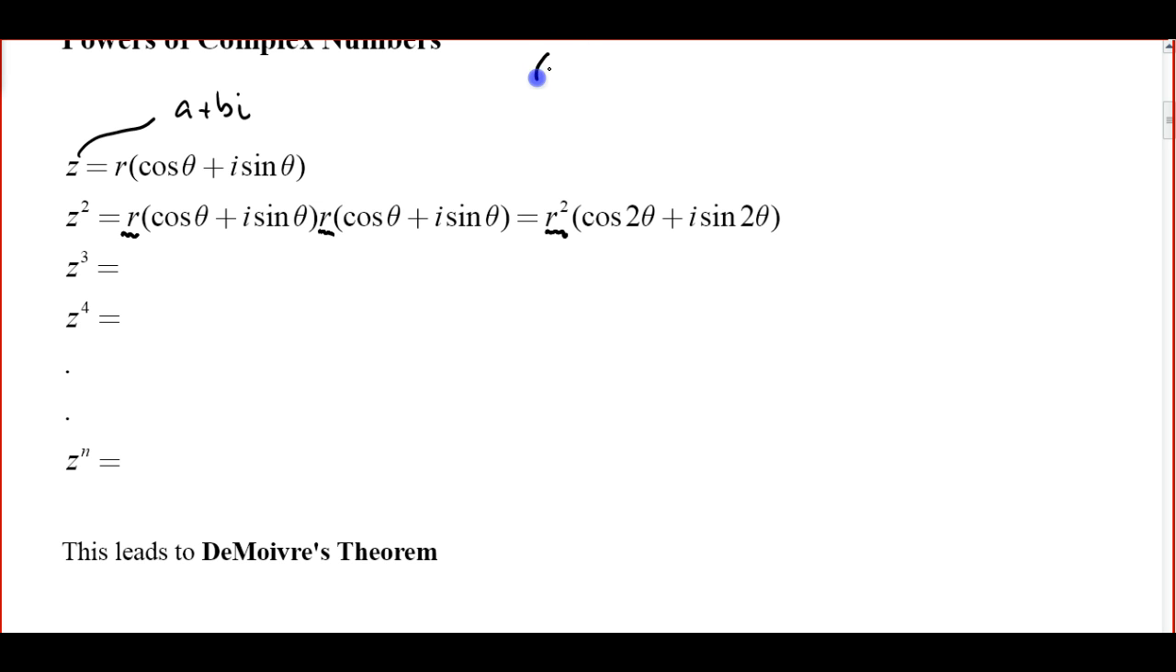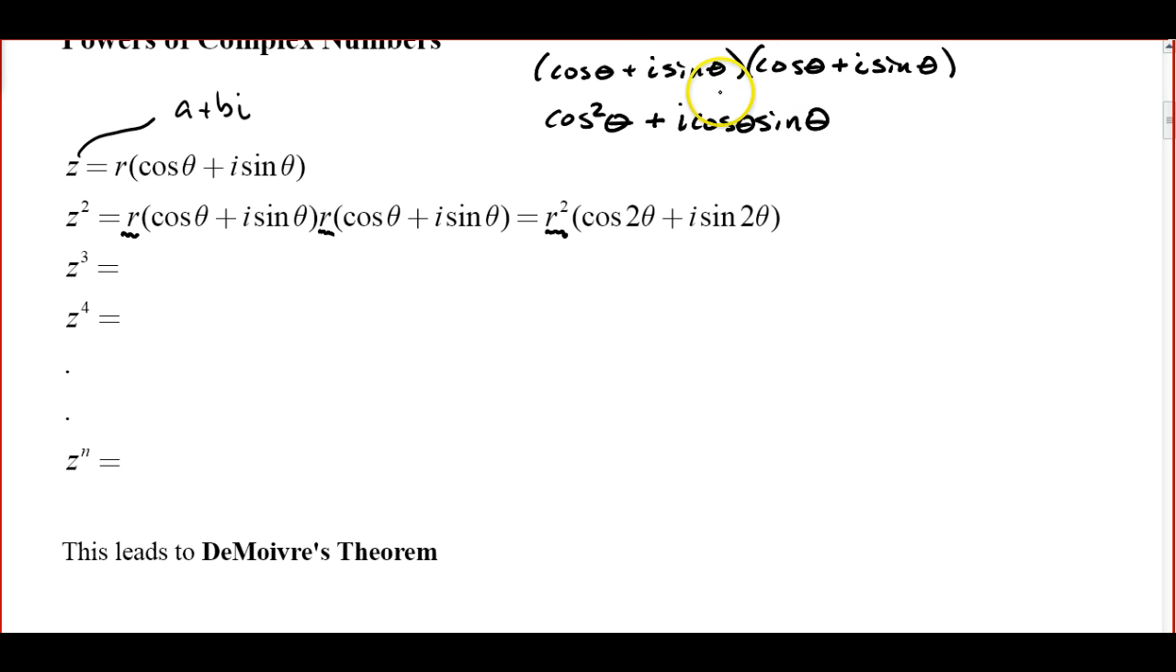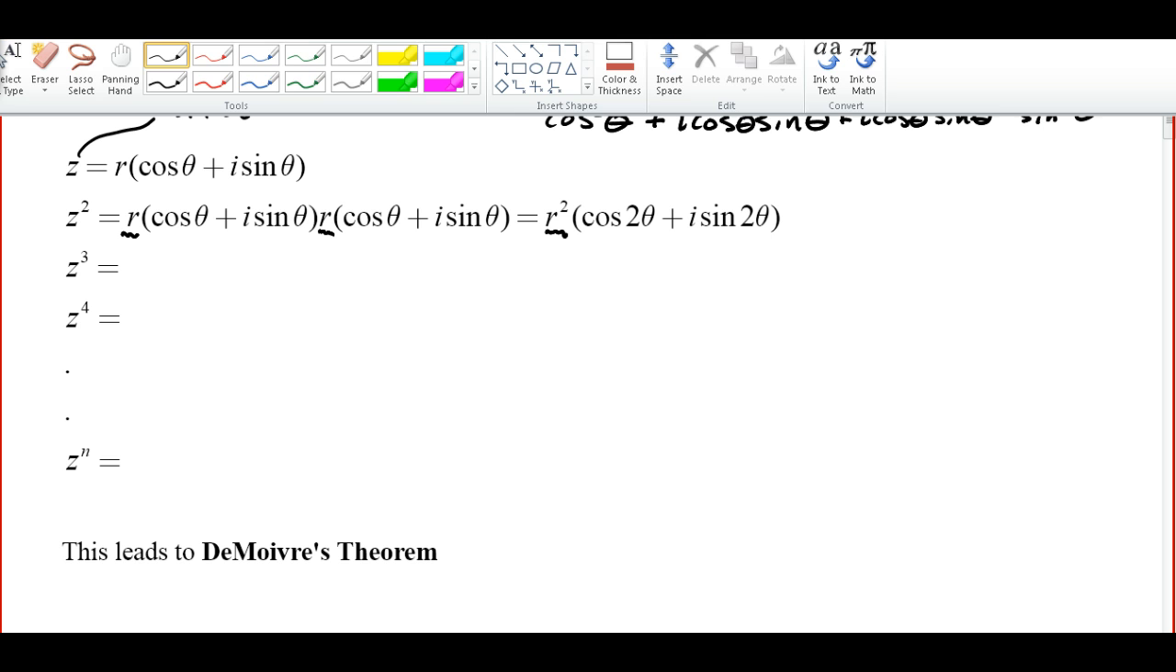So I'm going to show my work up here. I've got cosine theta plus i sine theta times cosine theta plus i sine theta. So I have cosine times cosine is cosine squared theta. And then cosine theta times i sine theta is plus i times cosine theta sine theta. And then I've got another one of those from my inner, so that's i cosine theta sine theta. And then i sine theta times i sine theta. If you remember, i is the square root of -1, so i squared is -1, so that's going to be minus sine squared theta.